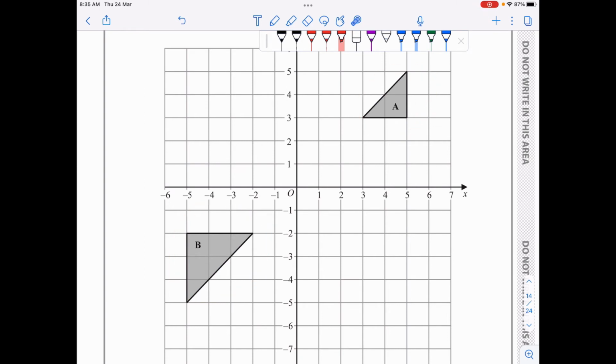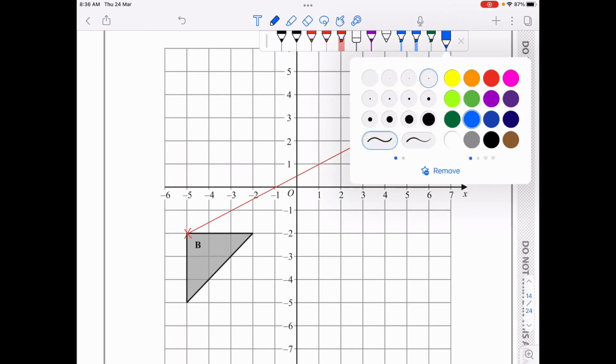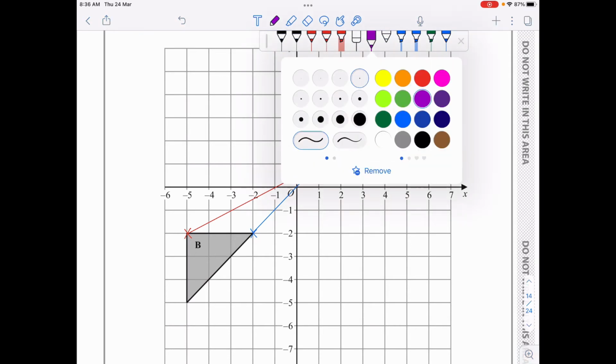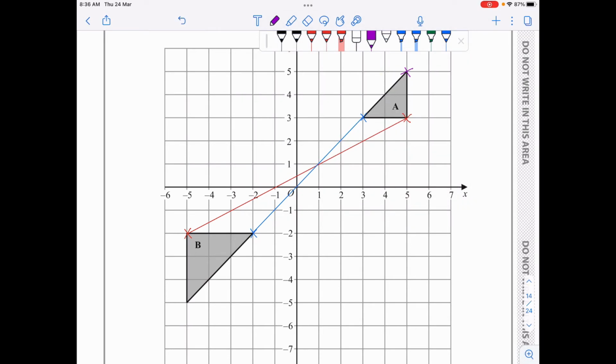I will start by joining corresponding points. So this point here goes here. So if I join it together with a straight line, this is what I get. And then this point over here will go here. So if I join them together, I get this. And I could actually do the same for the third vertex here, goes here. And if I join it together, I get that. So it's obvious that my center of the enlargement is this point here.